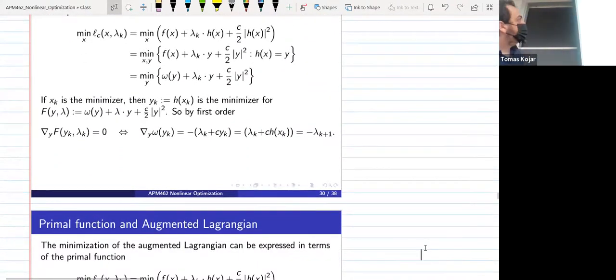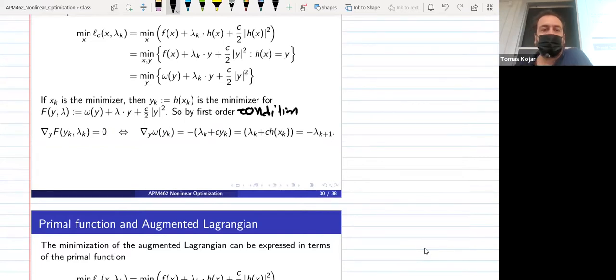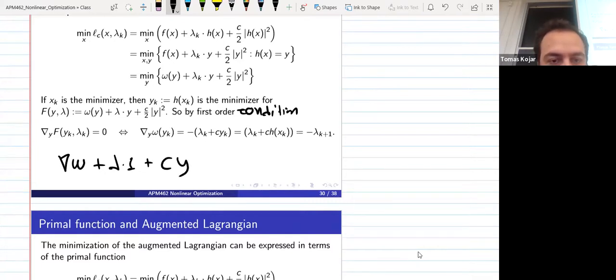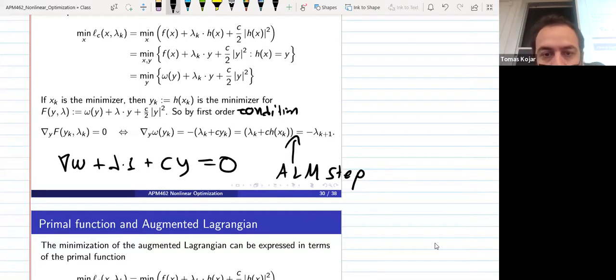Since it's a minimizer, it satisfies the first order condition. So I have gradient of omega plus lambda times this, which is just 1, and then I have c y equal to 0, right? Okay, good. But then here you use your algorithm. This is the ALM step. So what just happened?